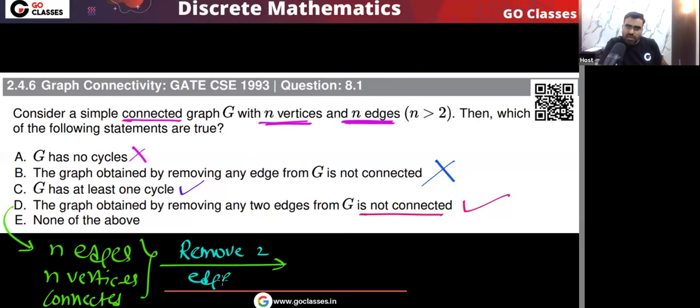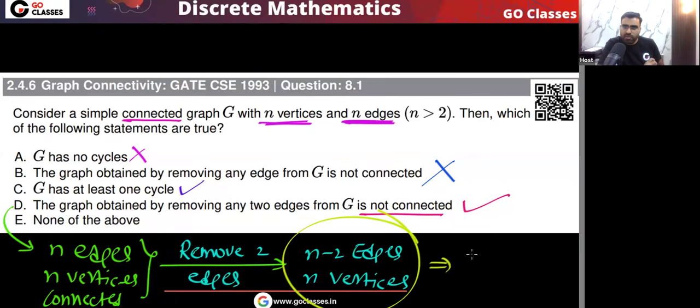Remove two edges. If I remove two edges, then there will be n minus 2 edges, and there are n vertices. So can it be connected? If you have n minus 2 edges and n vertices, can it be connected? It will not be connected. Definitely it will not be connected.